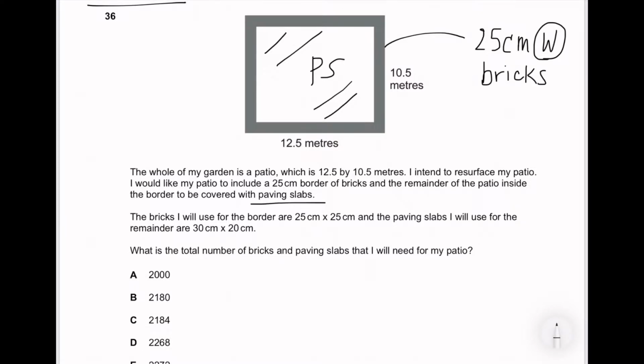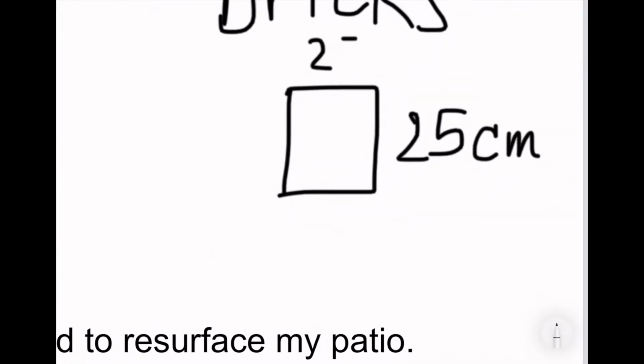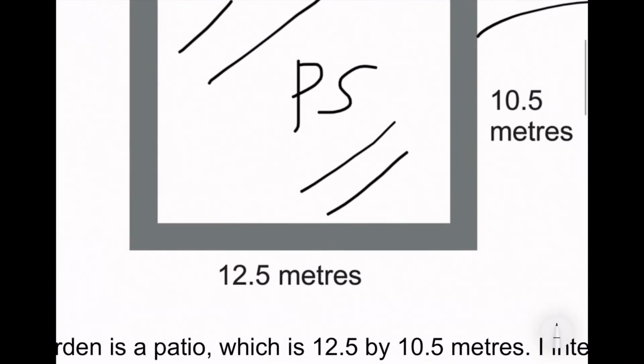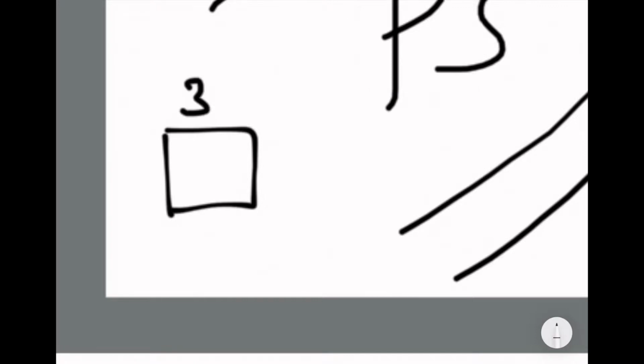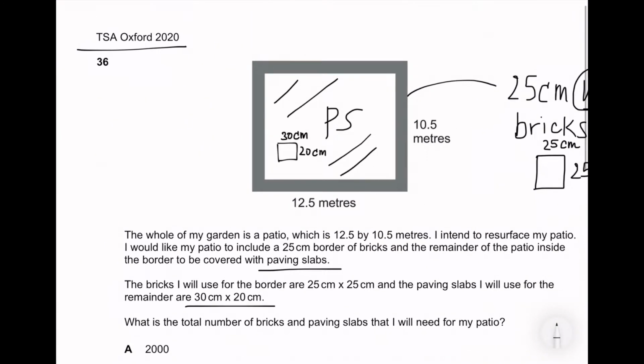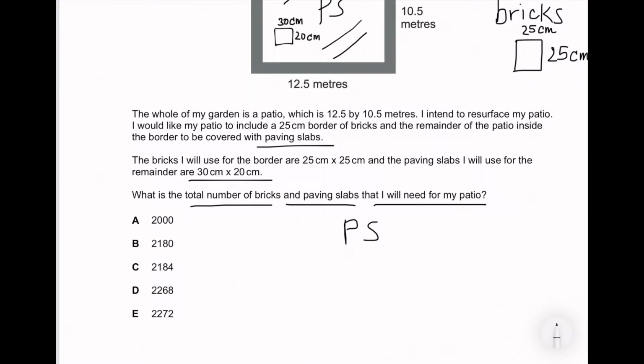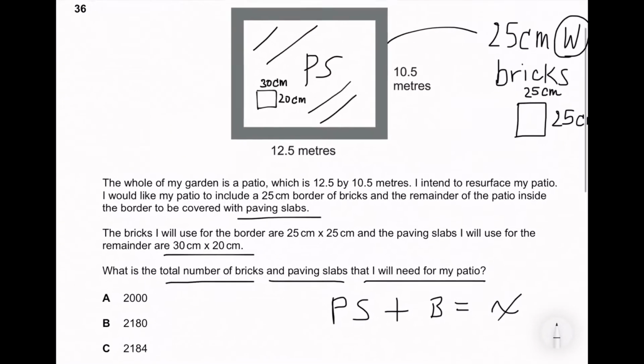Okay, got it. The bricks I'm going to use for the border are 25 by 25. Okay, so 25 centimeters by 25 centimeters. And the paving slabs I will use in the middle are going to be 30 by 20 centimeters. Got it. Or 30 by 20, 20 by 30, doesn't matter. What is the total number of bricks and paving slabs that I will need for my patio? So the answer is going to be the number of paving slabs plus bricks equals X, the total, which is the answer. Okay, so let's approach this.